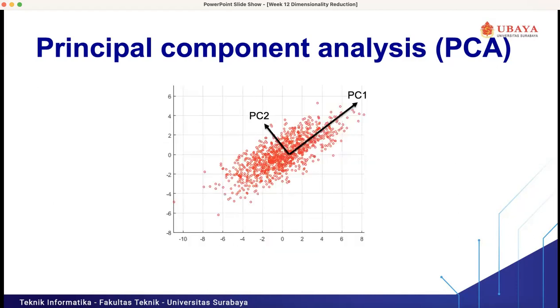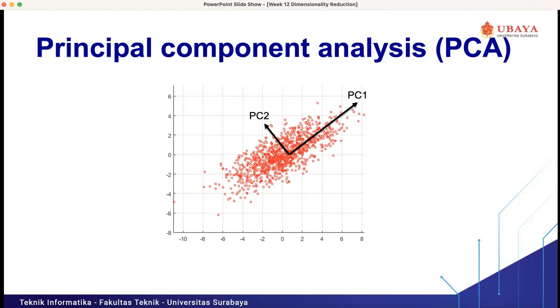Okay, for example, we have two features. This is the dataset that we have. We have X1 and X2, for example. Then we have data, a lot of points here. We have two features, in this case, X1 and X2. Then we will reduce the dimension of this dataset from 2 to 1. The original dataset has two features, and we want to reduce it to one, for example.